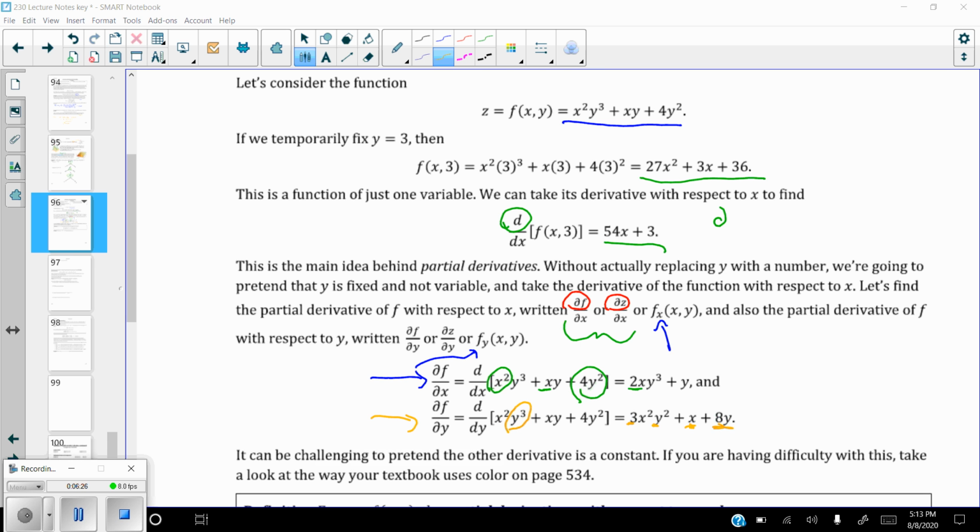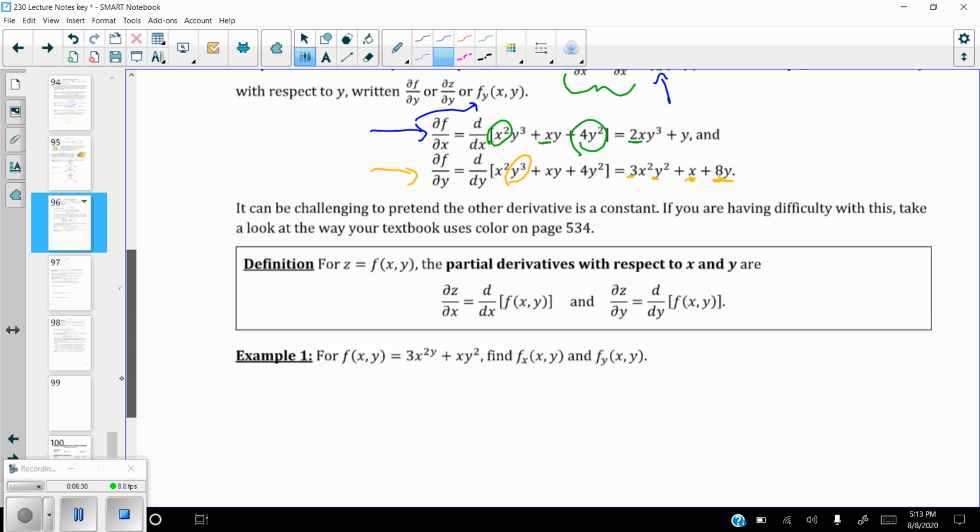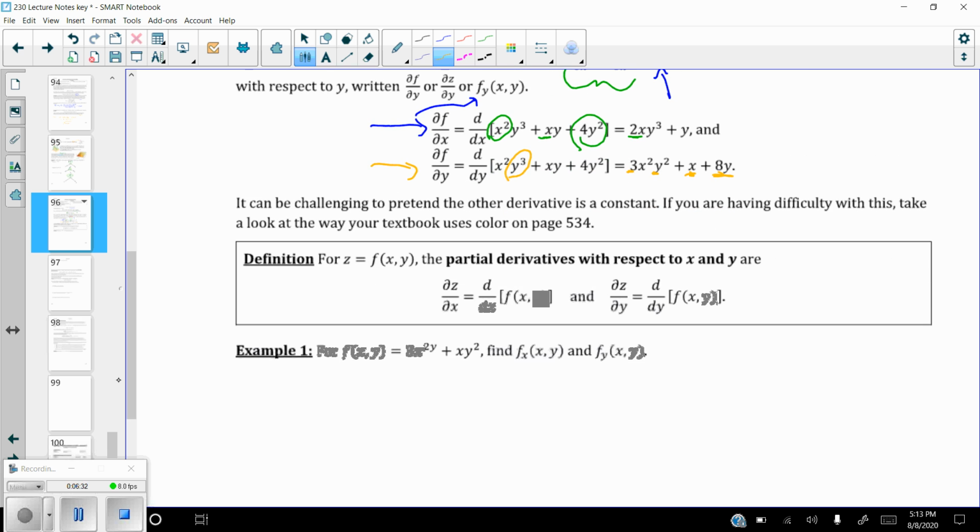Okay, so obviously it can be challenging to look at a variable and think of it as a constant. Just remember back to when you were in probably Algebra 1 for the first time. It could be difficult to look at a letter and think, oh, that could be a number. It's kind of the same idea. We're just kind of going backwards with it. Your book does a good job of using colors and stuff on page 534 if you want to look at that as an extra reference. But I think you'd be able to handle this.